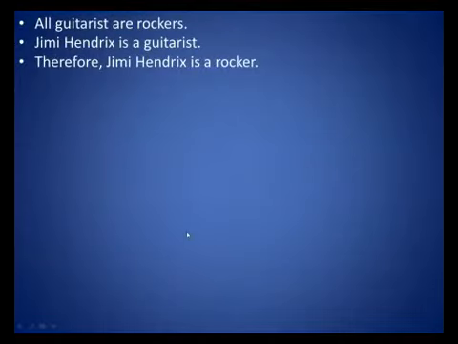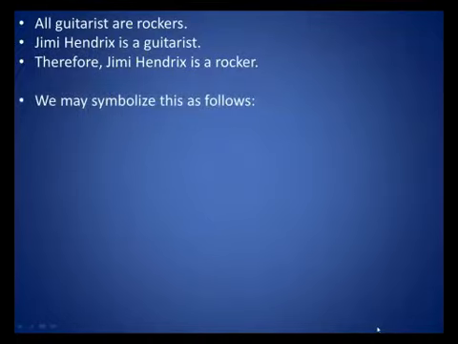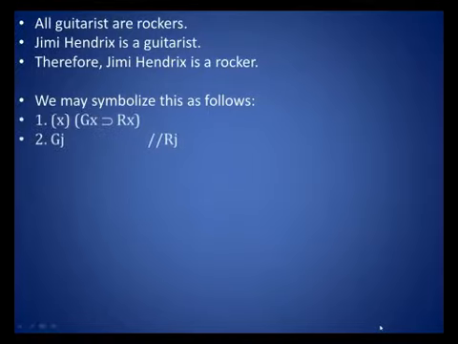So let's look at some examples. All guitarists are rockers. Jimi Hendrix is a guitarist. Therefore, Jimi Hendrix is a rocker. Now we can symbolize this as follows. Hopefully you remember this from the last section. For all x, if x is a guitarist, then x is a rocker. Premise 2, Jimi Hendrix is a guitarist.